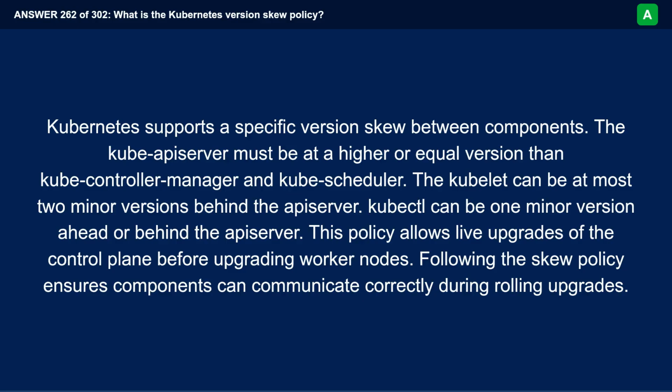kubectl can be 1 minor version ahead or behind the API server. This policy allows live upgrades of the control plane before upgrading worker nodes. Following the skew policy ensures components can communicate correctly during rolling upgrades.